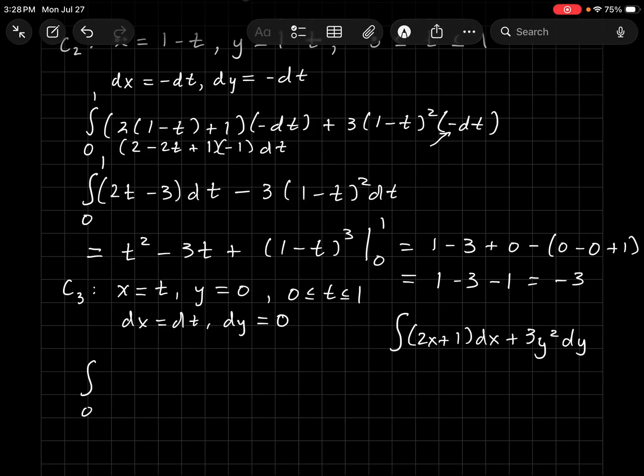So we can integrate 0 to 1 of 2x plus 1, 2t plus 1, times dx, which is dt, and then plus 3y squared, but y is 0, so we don't need to put it, and this is the integral we need on the third part of the curve. So integrating, we get t squared plus t from 0 to 1, which is plug in the top limit, 1 plus 1, minus plug in the bottom limit, 0 equals 2.